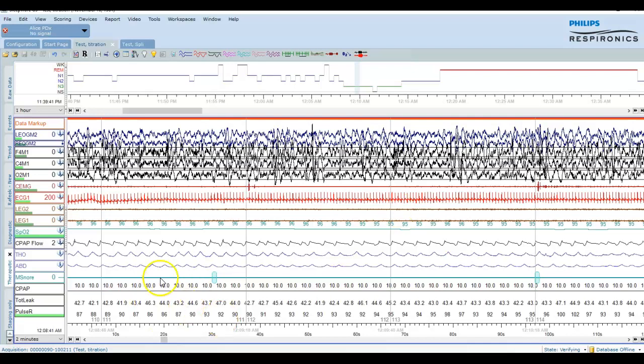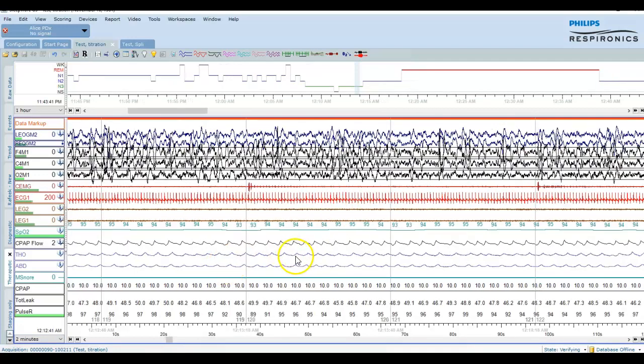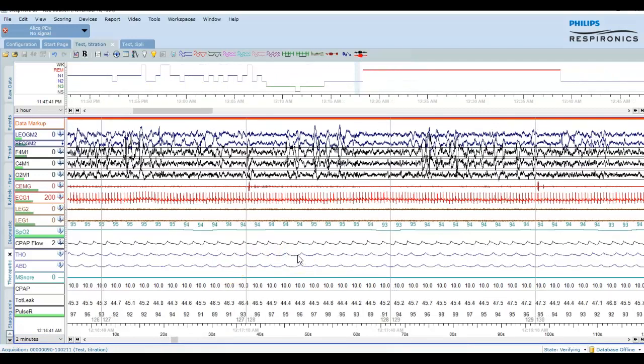Now here, let's see CPAP of 10, the respiratory events are under control, saturation is well above 95, and the sleep stage looks to be N3. Even though you cannot view it in the 2 minute window, it appears to be an N3 pattern. Let's move forward every 2 minutes.